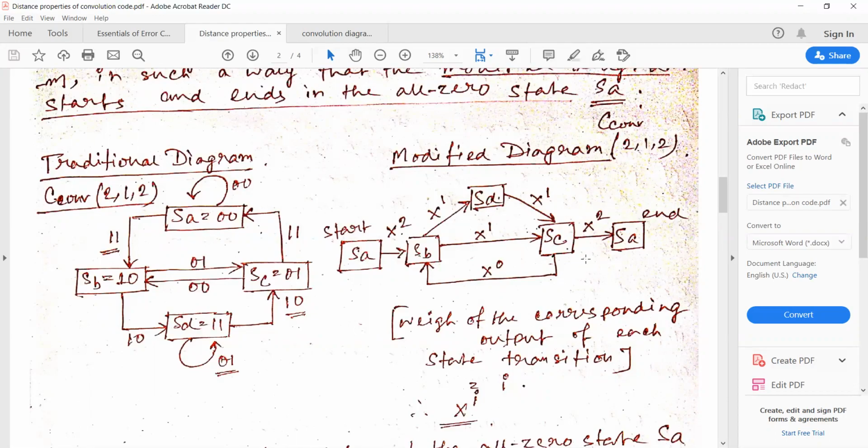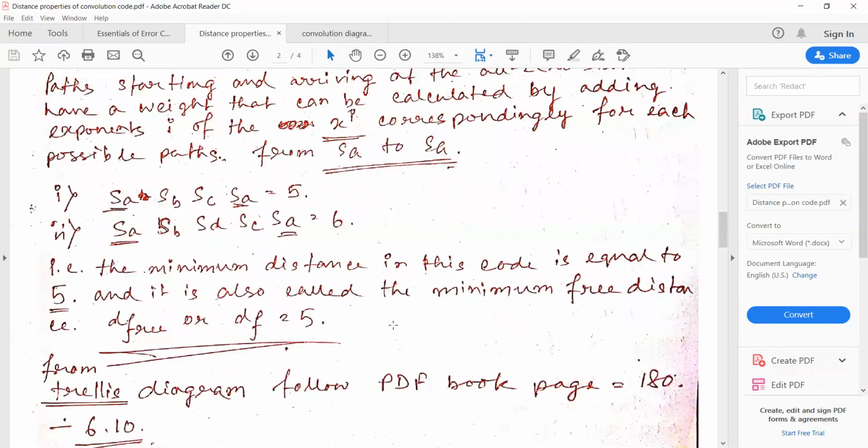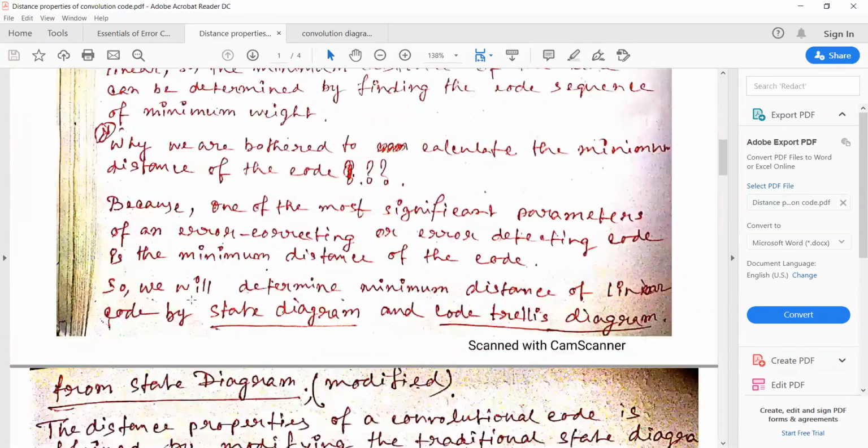So you have to calculate the path gain corresponding to these two paths. The path gain will be the addition of the values of i. From the straight line we will get 2 plus 1 plus 2, so this is 5, and from this path we will get 2 plus 1 plus 1 plus 2, so this is 6. The minimum path distance will be our result. So that will be our D free, or you can say the minimum Hamming distance. In this way we will calculate the minimum Hamming distance from the state diagram, or you can say the modified state diagram.